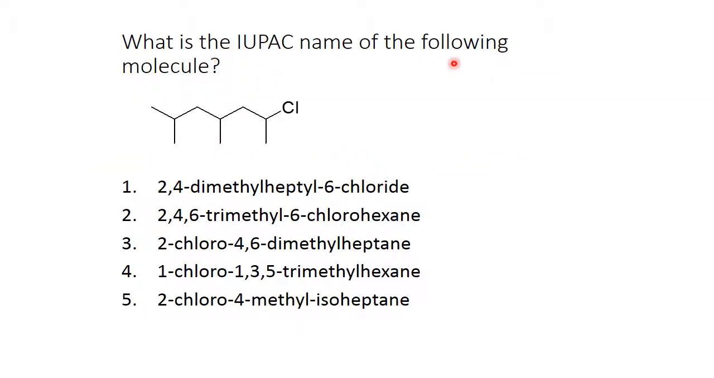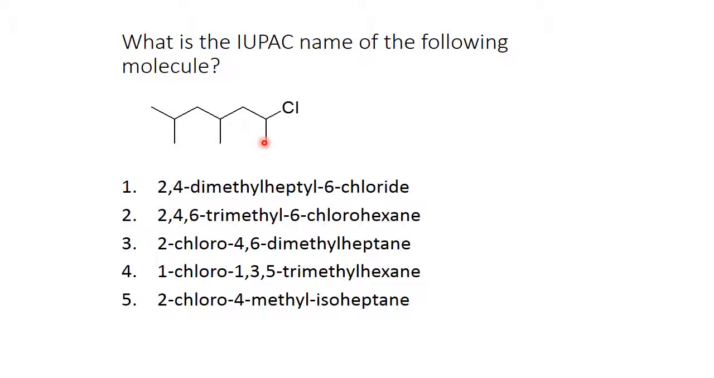Okay, what is the IUPAC name of this molecule? If I go to name this, the first thing I do is find the longest chain with the chlorine on it. That's going to be 6, so it's going to be a hexane. Oh, excuse me, 7. 1, 2, 3, 4, 5, 6, 7. There's 7 carbons in the longest chain.